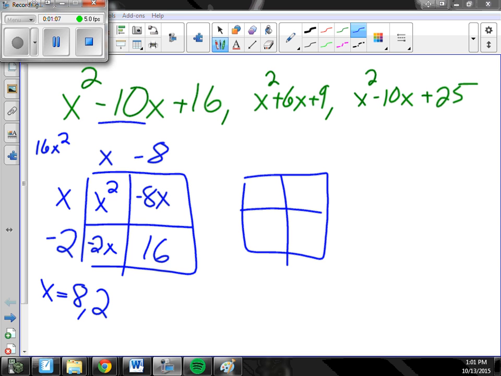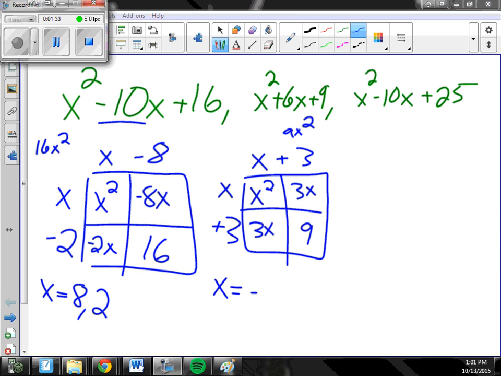next year. For the next one, x squared and 9. X squared times 9 is 9x squared. Are there factors of 9x squared that add to be 6x? And they are 3x and 3x. So, pull out an x. X times x is x squared. This is plus 3. That's plus 3. And my roots are x equals negative 3. And the other root is also negative 3. So we don't need to write it twice.